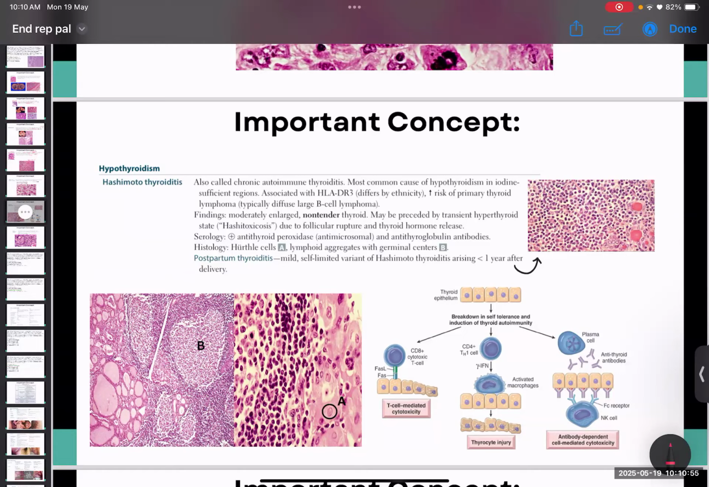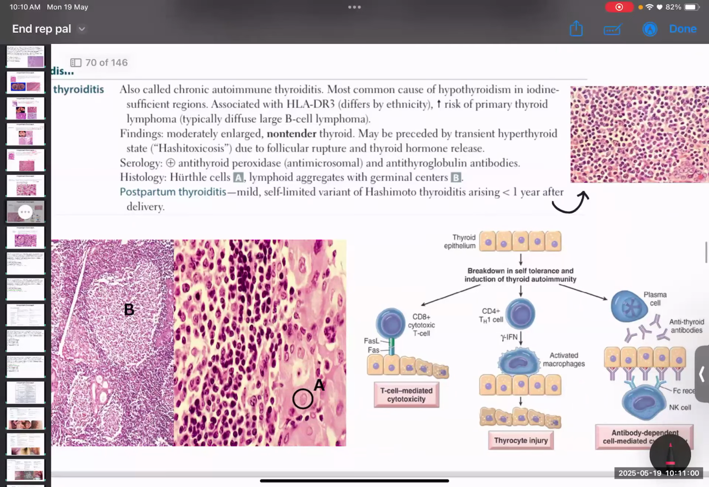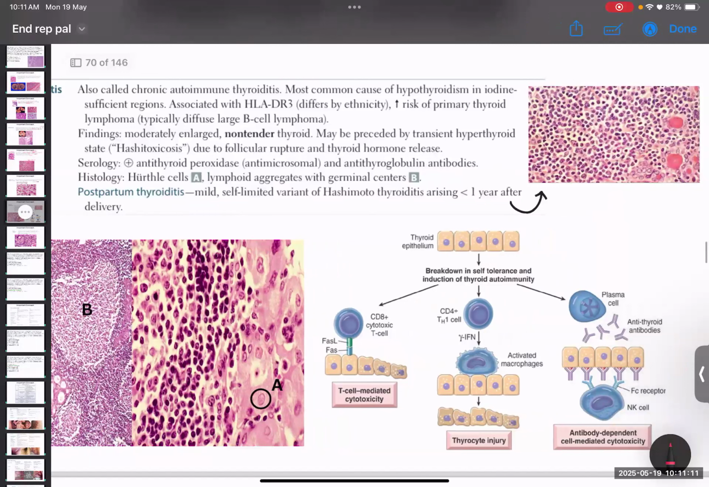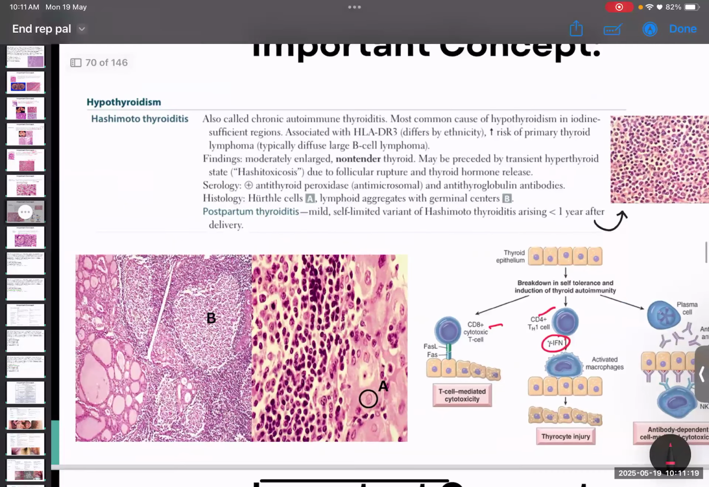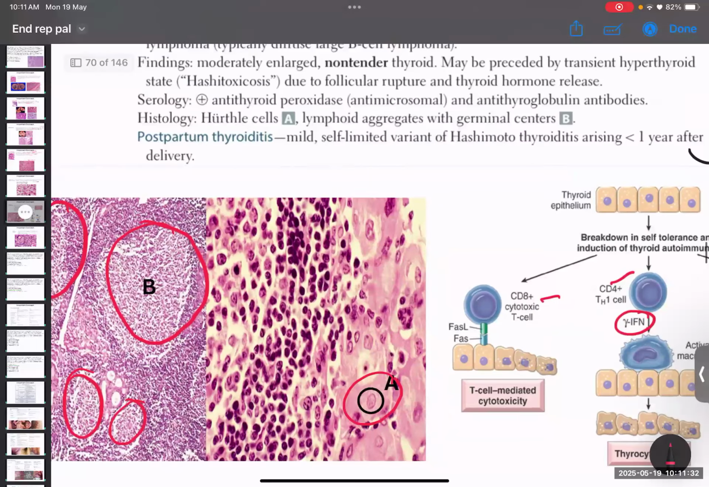The pathophysiology with Hashimoto's is antibodies against your TPO, which is a thyroid peroxidase enzyme that helps in the production of T3 and T4, and also antibodies against thyroglobulin. Most of the pathophysiology is mediated by CD8 T cells, CD4 T cells, and interferon gamma. And on histopath, you will see germinal centers with lymphoid aggregates. So, you have a germinal center here. So these are germinal centers with lymphoid aggregates, and you will see Hürthle cells.